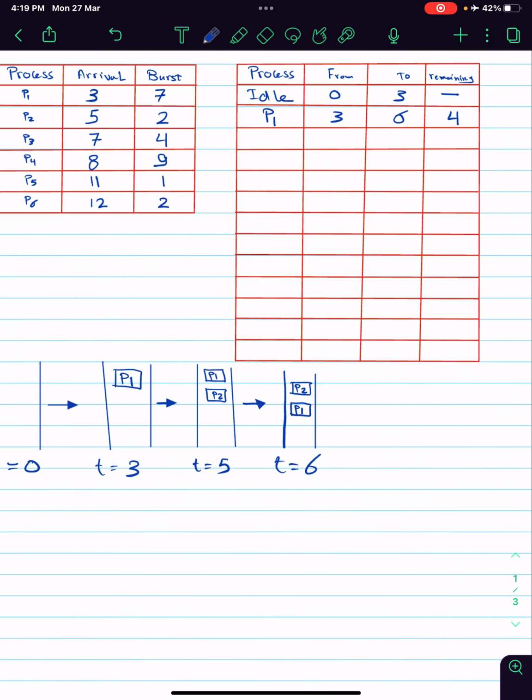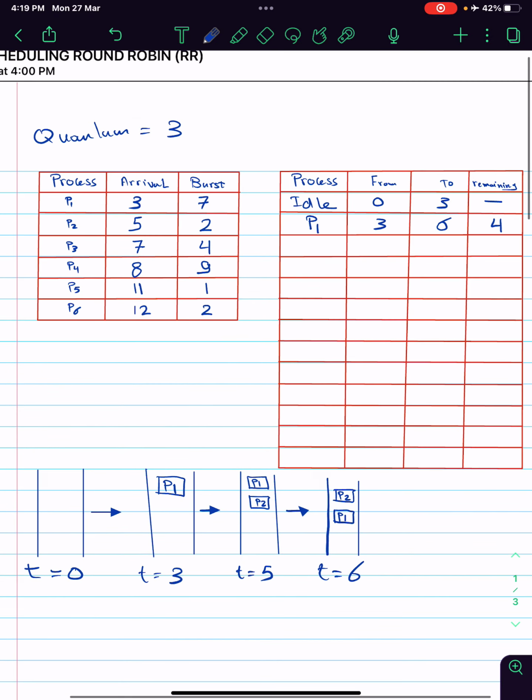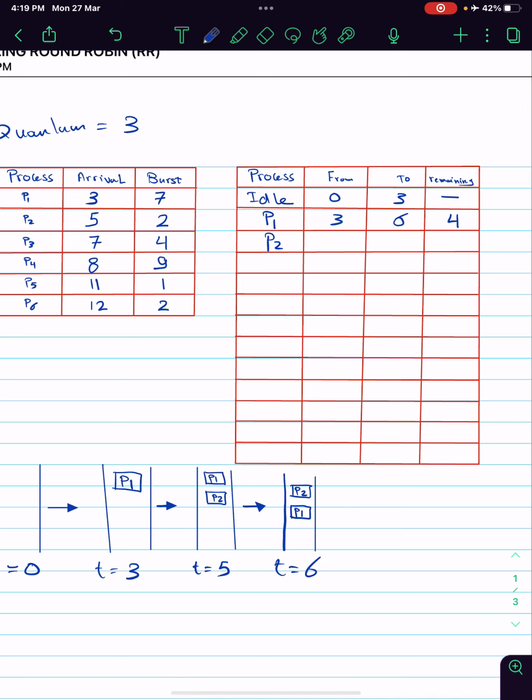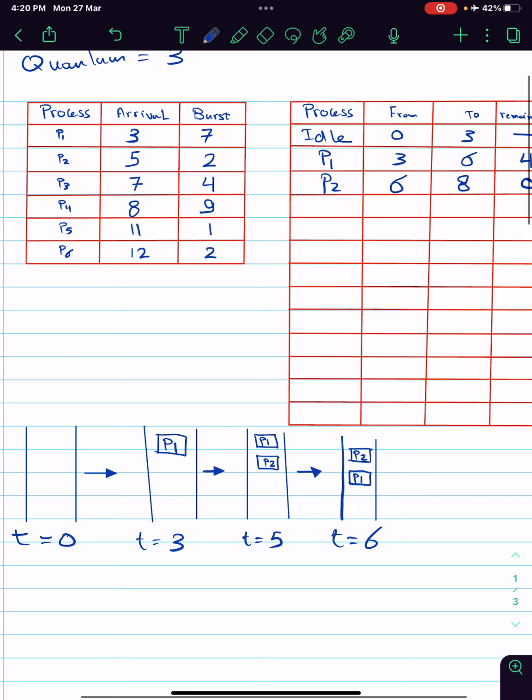All right, and then P2 has a burst of 2. So P2 will work from 6 all the way to 8. Why not 9? The quantum is 3. Well, yeah, but the burst of P2 is 2, so it's not going to take the whole quantum. What if it does? It means that you're leaving the CPU idle, which is not really allowed in any operating system scheduling mechanism. So this means that P2 has a remaining time of 0.